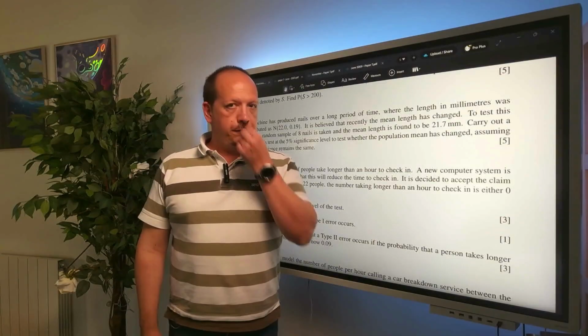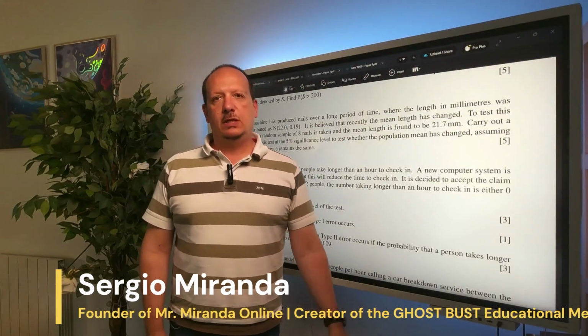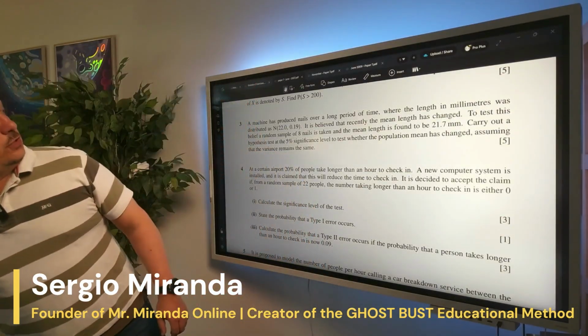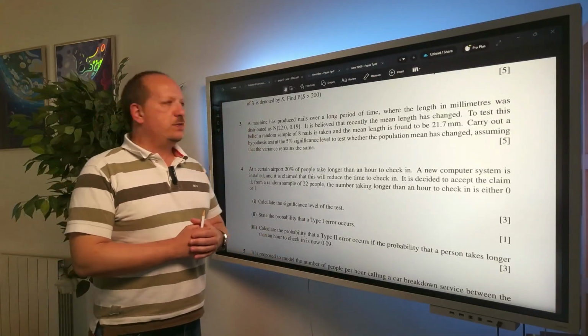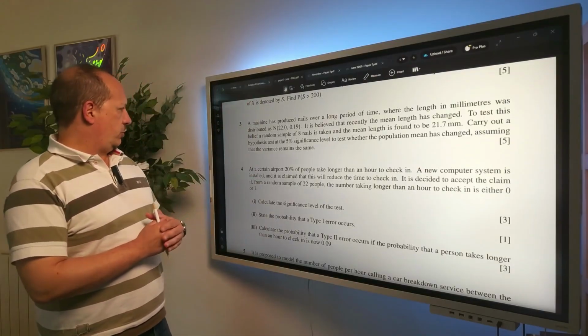Let's now look at a few exam questions about type 1 and type 2 errors. The first of which is this one. It's a paper 7 from June 2007, and it's question 4.